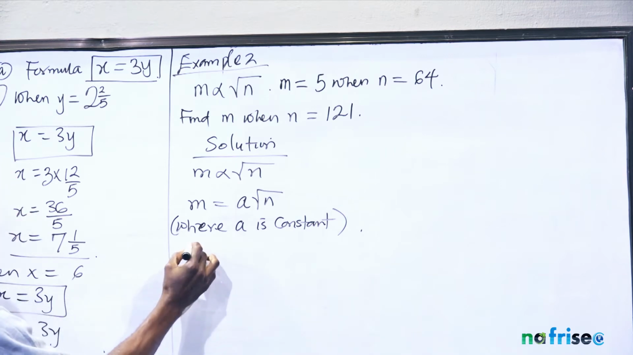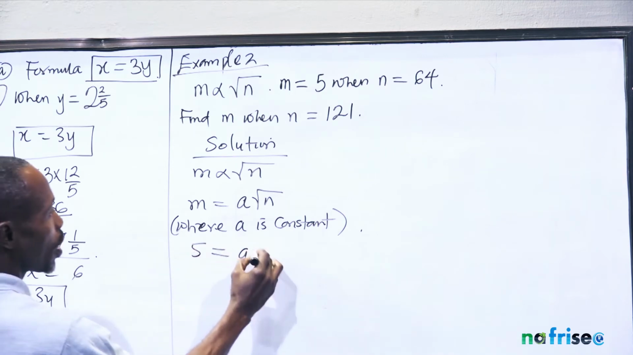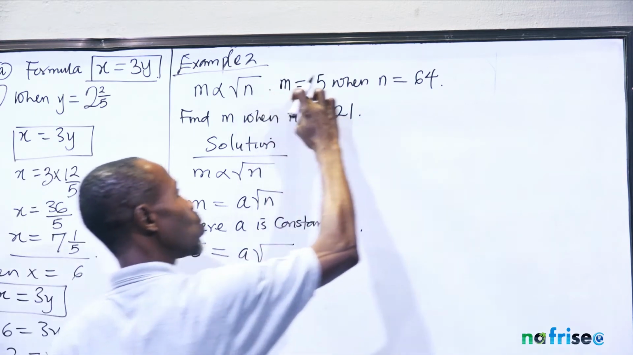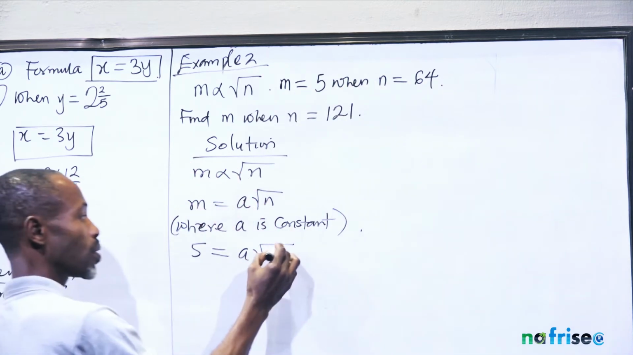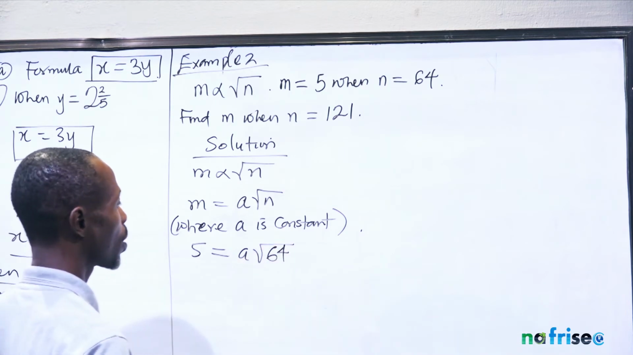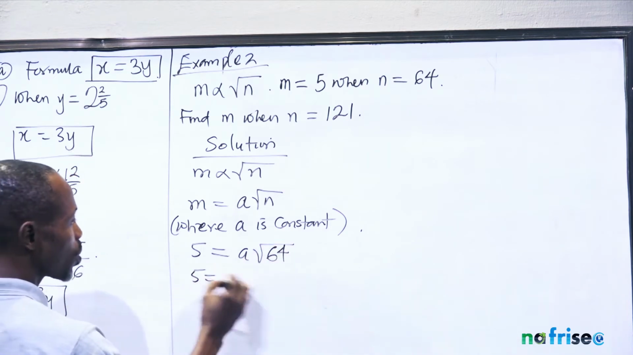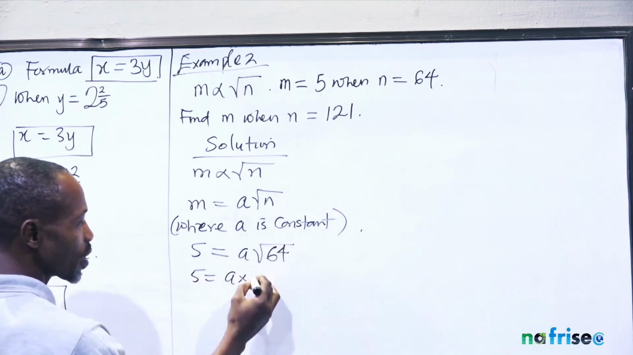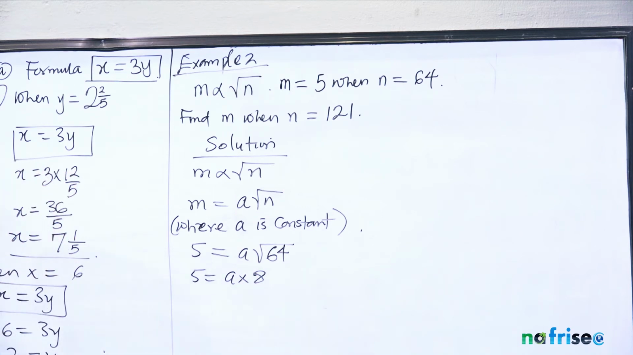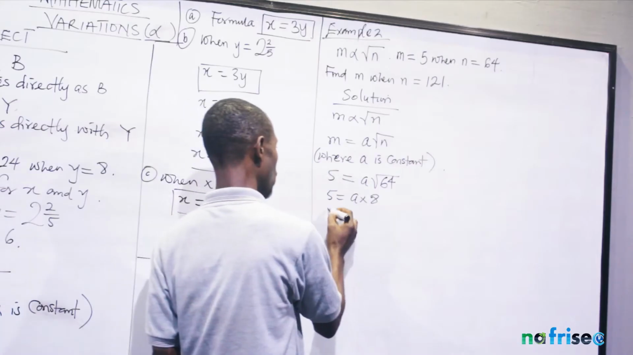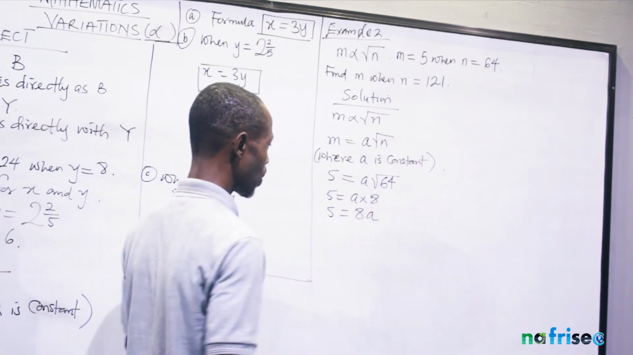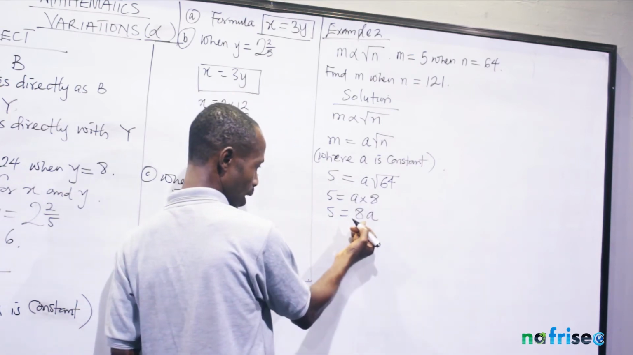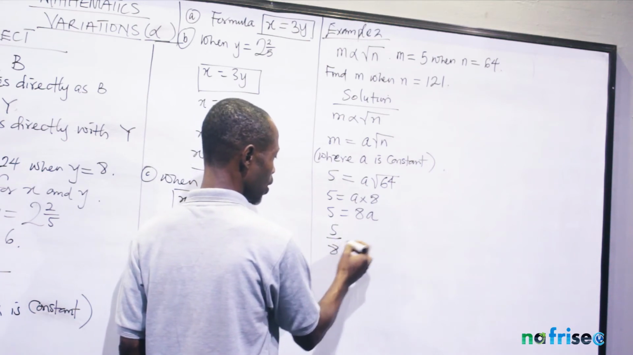So here, what's m? m is 5. What is n? The first two numbers given are for your constant. n is 64. So that means 5 equals a times square root of 64, which is 8. Then 5 equals 8a. You know what to do. You divide both sides by 8. Not 5, 8. So 5 over 8 is equal to a.